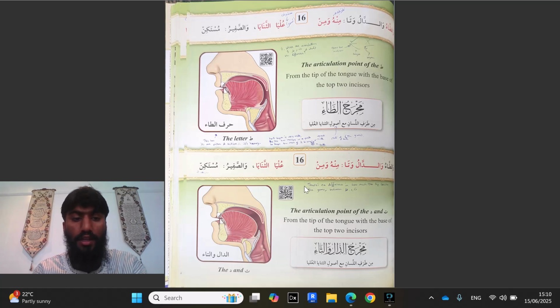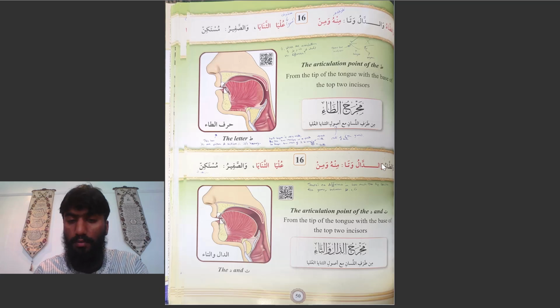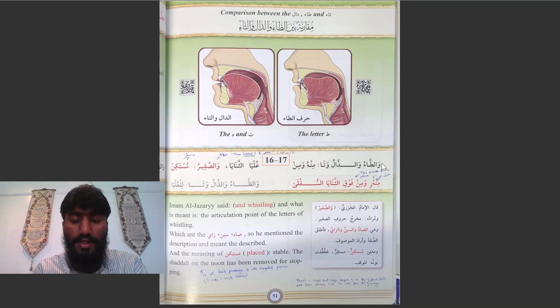We're going to touch on isti'ala as one of the qualities later on, and that heaviness is going to be described again there. Okay? Now, so here's the difference between what? Ta and dal, visually, and ta next to each other. Okay.